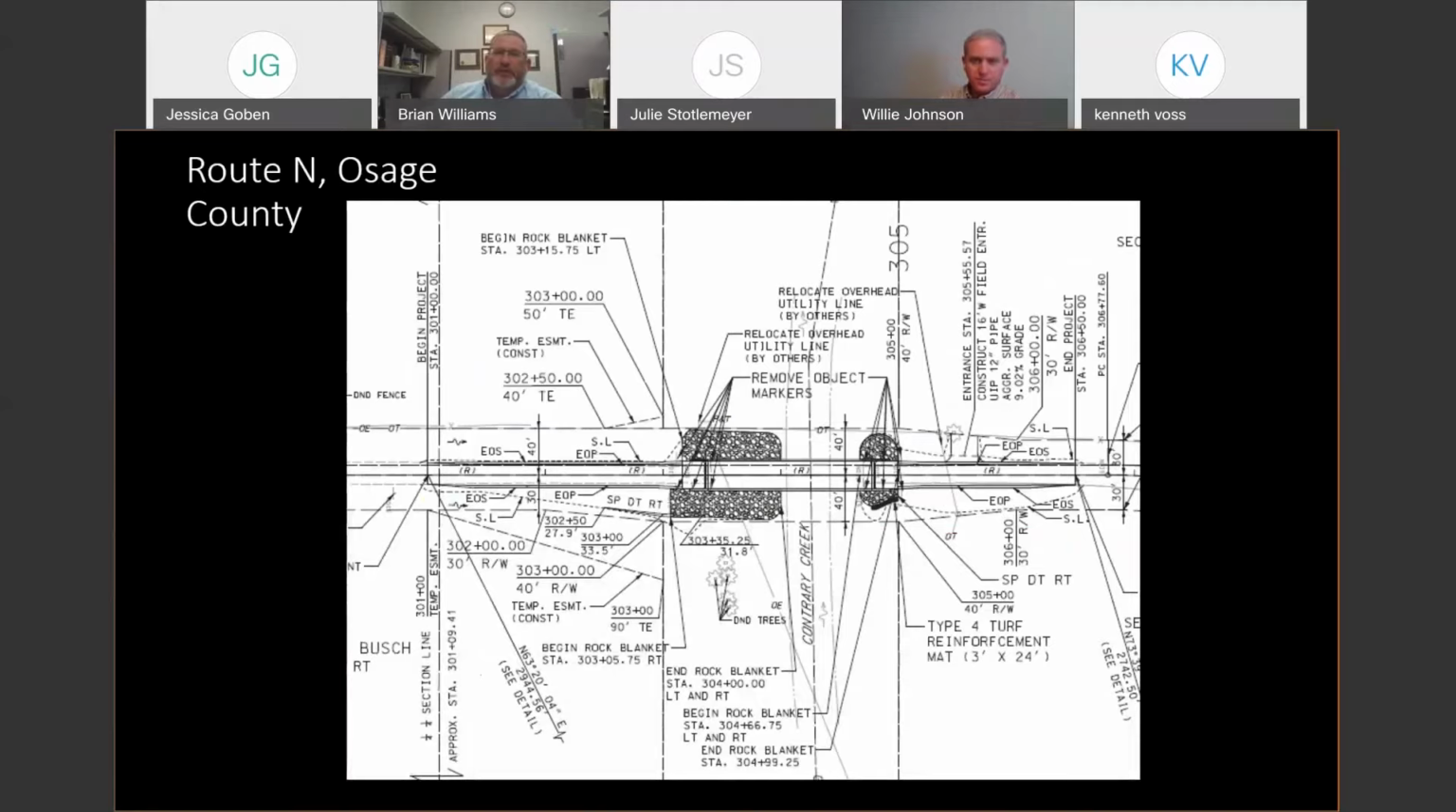Okay, we'll move into looking at a different project. We'll look at Route N, Osage County. And this is a bridge on a pretty steep grade. It really brought a bunch of new concepts and thoughts as you look at what you should be doing with erosion sediment control.